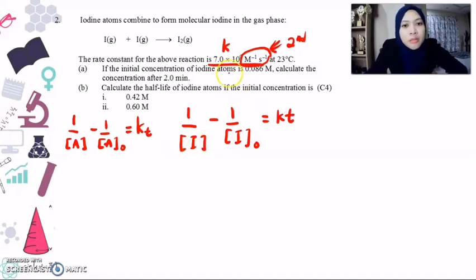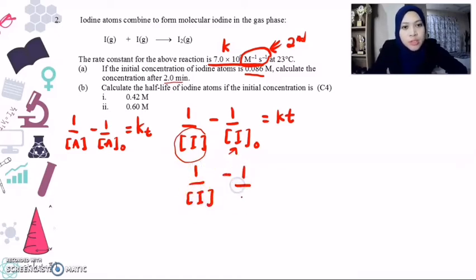From the question, you are given the initial concentration, so we can substitute that value in. The question also gives you the time, 2 minutes. But referring to our k unit, the unit is per molar per second, so the unit for time that we have to use is also in seconds. This is the one that we are going to find. We substitute into the formula.